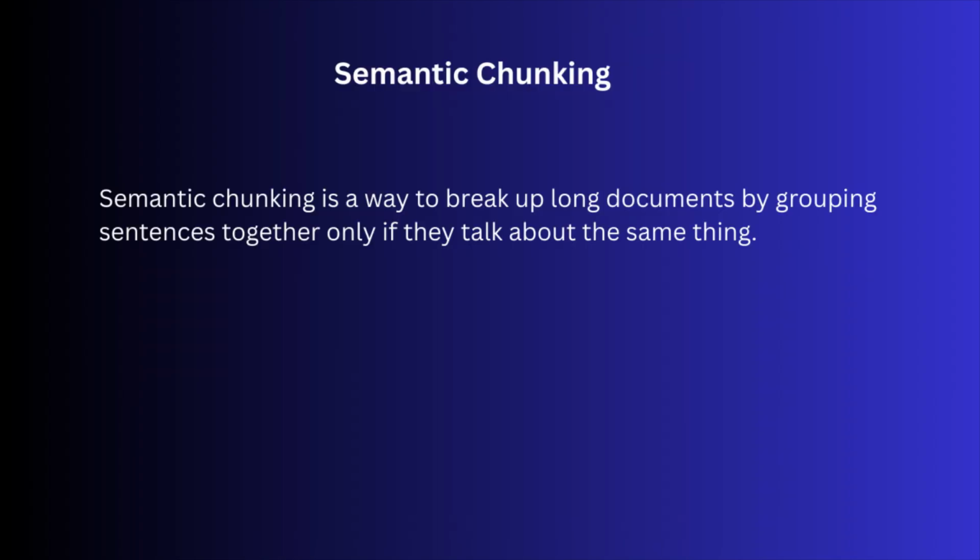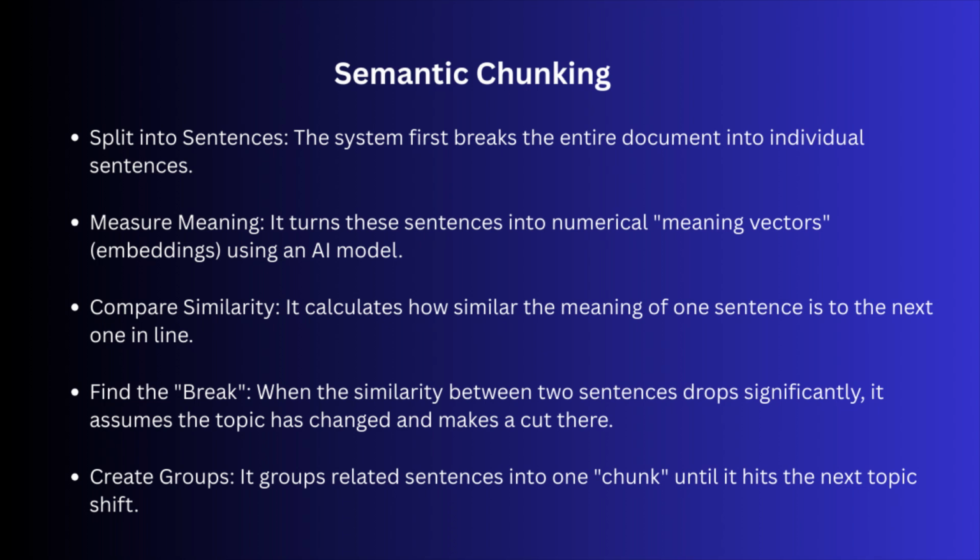Semantic chunking. Semantic chunking is a way to break up long documents by grouping sentences together only if they talk about the same thing. Instead of cutting text at a fixed number of words or characters, it uses AI to understand the actual meaning of each sentence. The system first breaks the entire document into individual sentences.